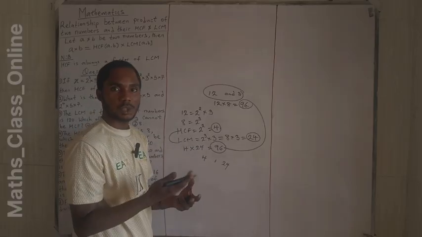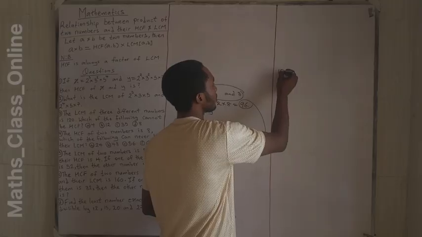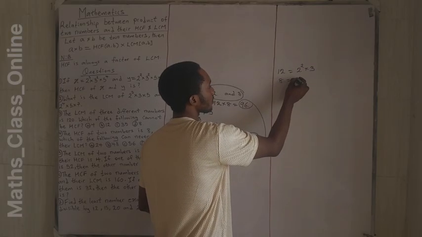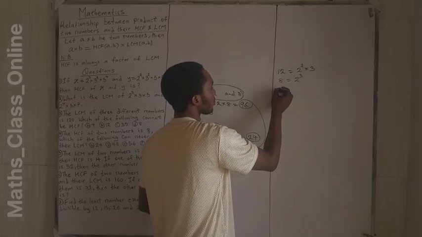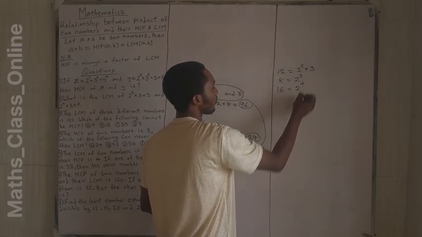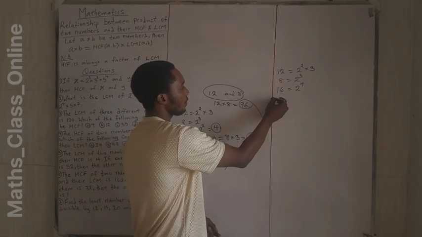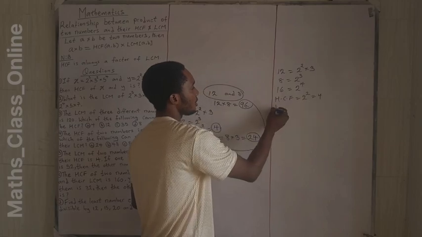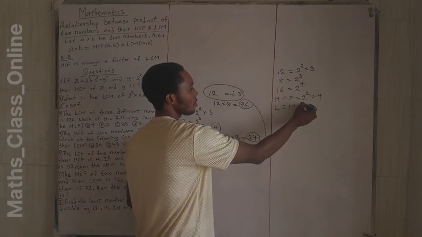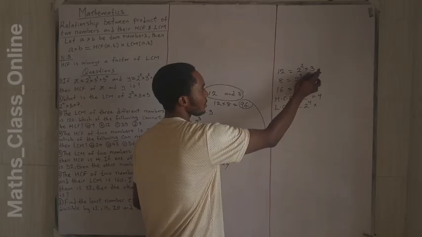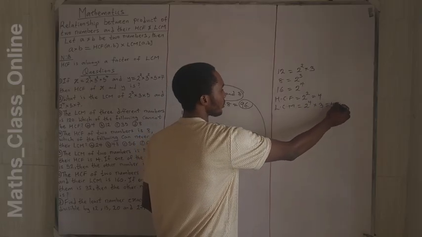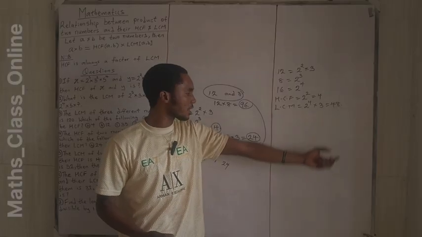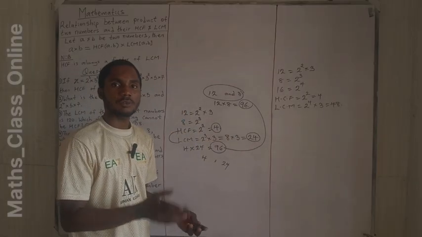This is also applicable to more than two numbers. For example, let's have 12, which is equal to 2 raised to the power of 2 times 3, 8, which is 2 raised to the power of 3, and 16, which is 2 raised to the power of 4. The HCF here is 2 raised to the power of 2, which is equal to 4. And the LCM here is 2 raised to the power of 4 multiplied by 3, and this is equal to 48. Can 4 divide 48? Yes, 4 can divide 48. That means the HCF is always a factor of the LCM.